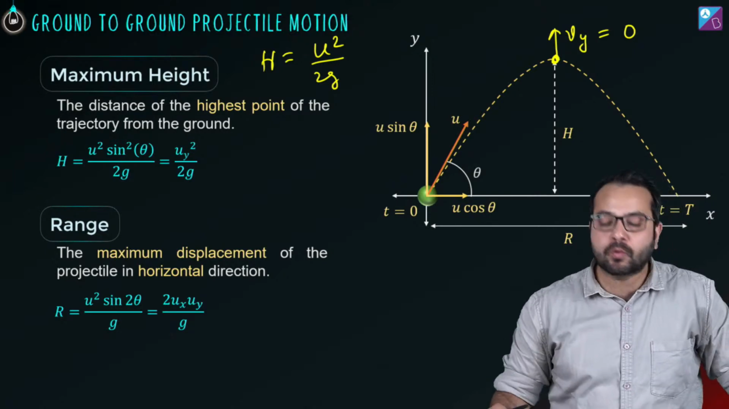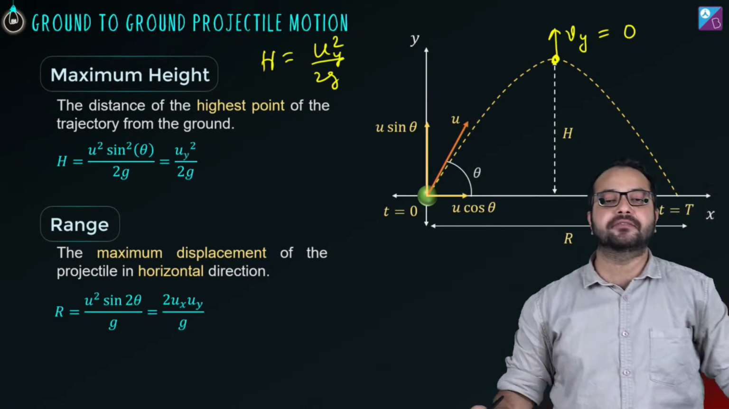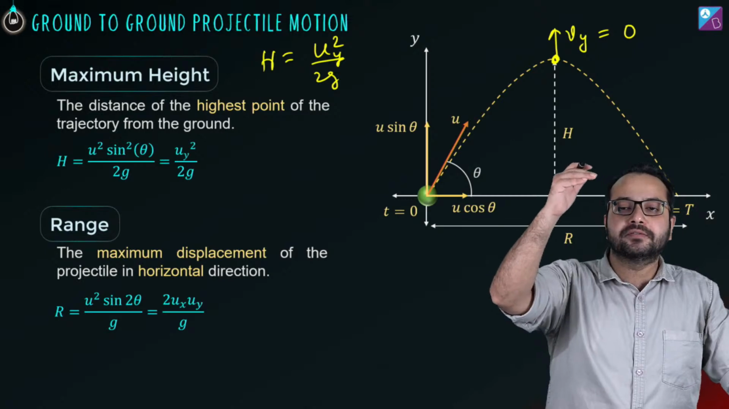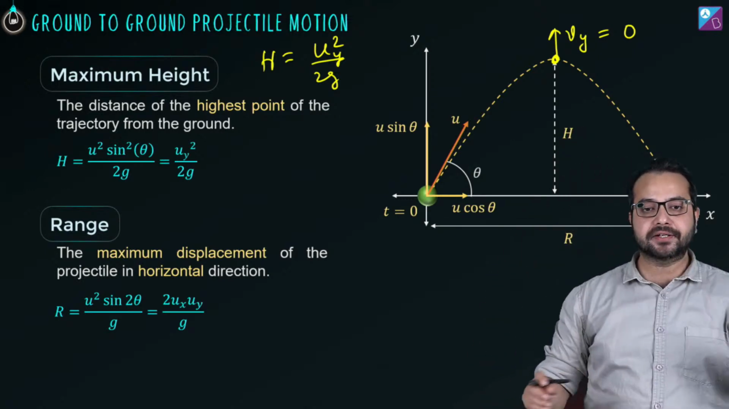So in projectile motion, instead of u, we will have uy. H will be equal to uy square upon 2g. So at that point, the vertical velocity becomes 0. That is our point. Correct?